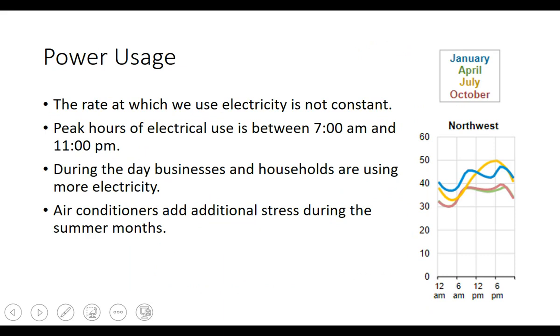If we know that generators have to produce all the electricity that is being used when it is being used, then let's take a look at when it's being used. The rate at which you use energy is not constant, right? We don't need as much energy in the middle of the night as we do in the middle of the day. This graph on the right shows what time of day we use the most energy and what time of the year we use energy.